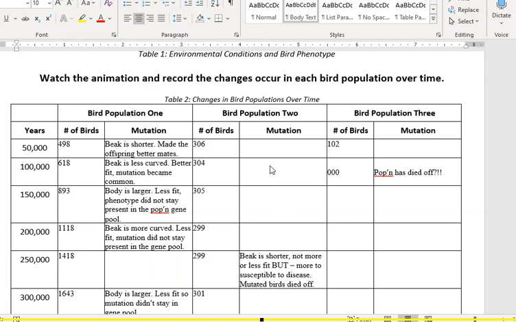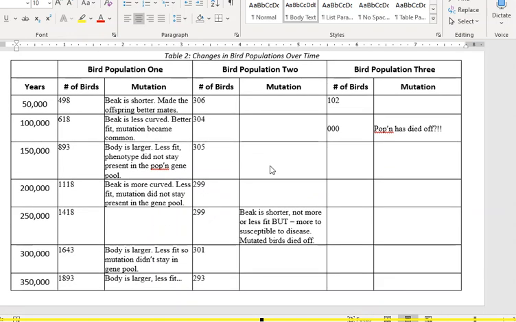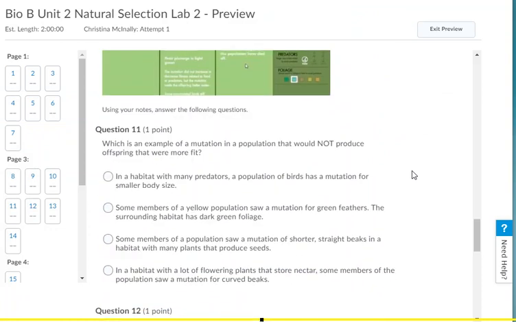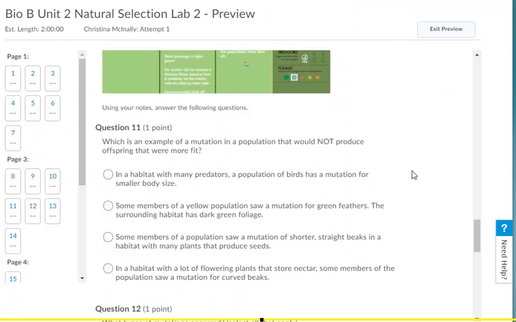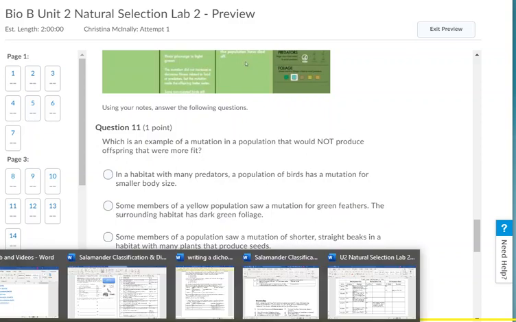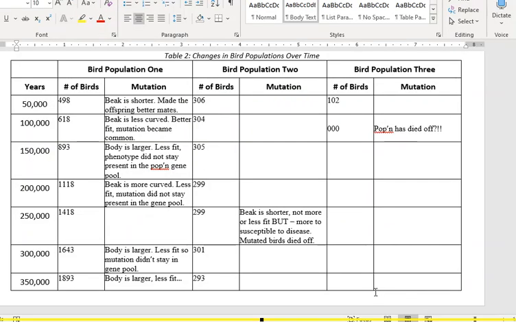Okay, so we recorded all the changes that happened to the population over the first 500,000 years. And I believe the question was asking, what was the question again, Bergen? Which is an example of a mutation in a population that would not produce offspring that were more fit? Okay, so we had to look at that sheet and use specific examples for the mutations that showed up. So here we go.